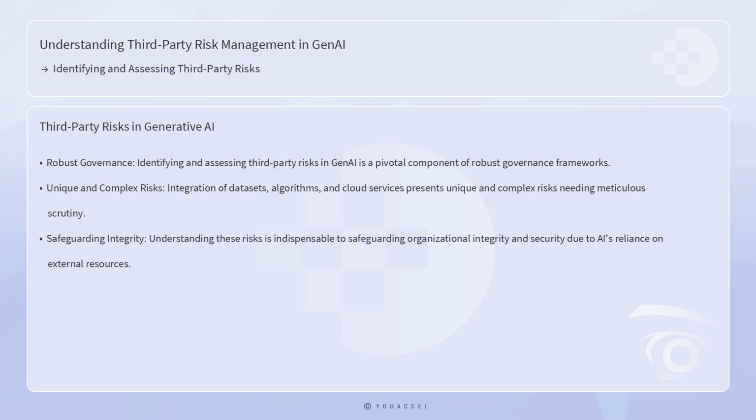Identifying and assessing third-party risks in the realm of generative AI is a pivotal component of robust governance frameworks. The integration of third-party components, such as datasets, algorithms, and cloud services, into GenAI systems presents unique and complex risks that necessitate meticulous scrutiny and management. The exponential growth of AI technologies and their reliance on external resources make understanding these risks an indispensable part of safeguarding organizational integrity and security.